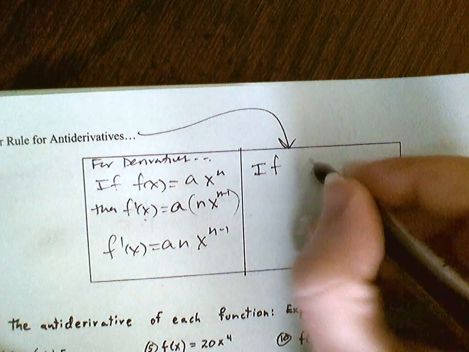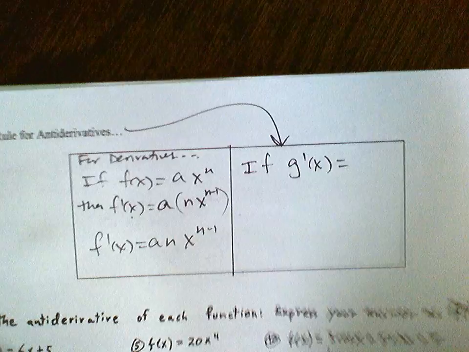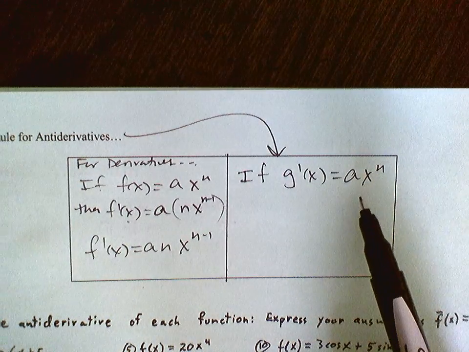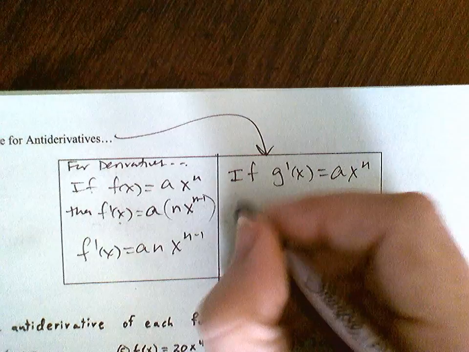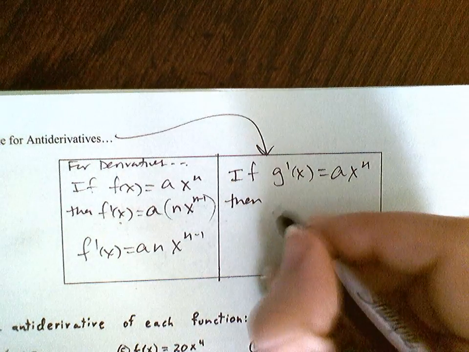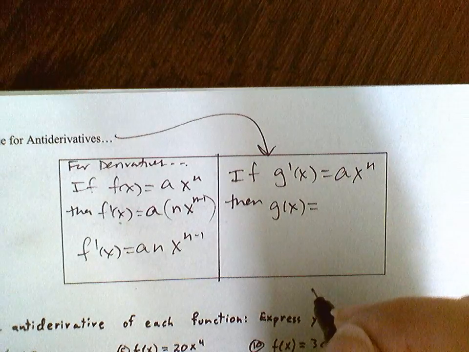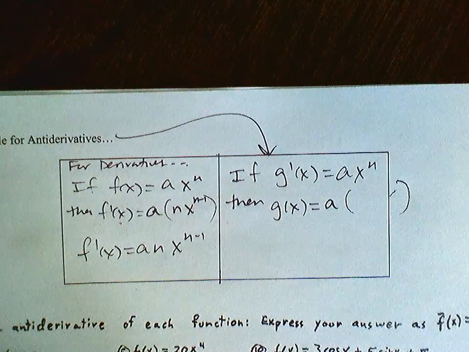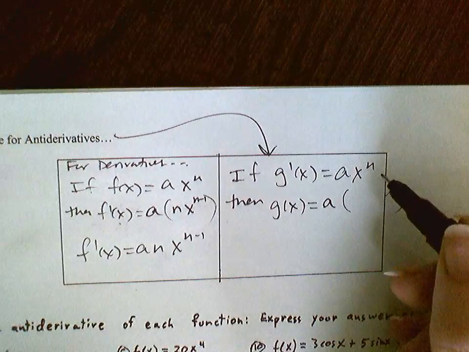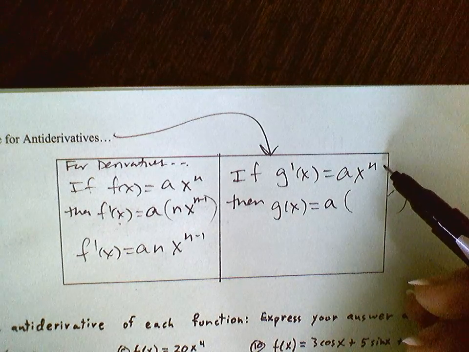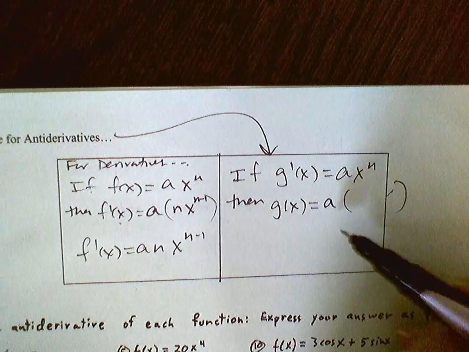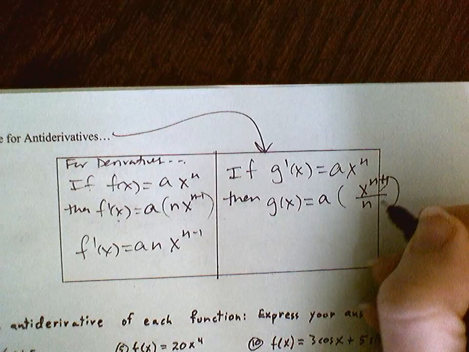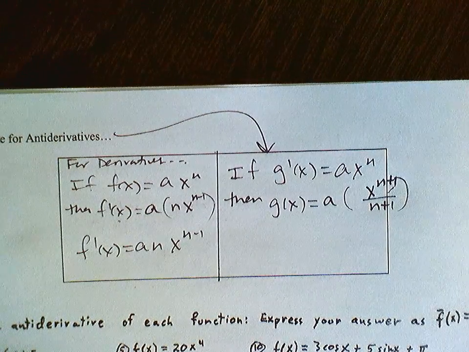So we're going to go backwards. So I'm going to say if g prime of x is equal to ax to the n. So this time, ax to the n is the derivative, and we're going to go backwards. Then, going backwards, g of x is equal to, same as before, you bring down the constant out front. Any constant multiple just comes down. And then you add 1 to the exponent and then divide by it. So it's going to be n plus 1 over n plus 1.